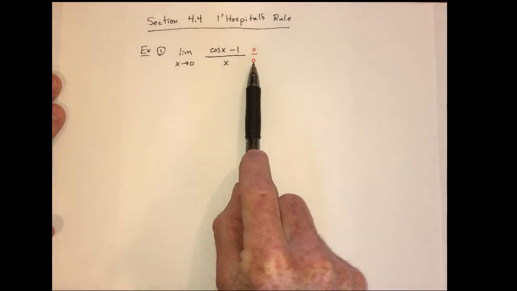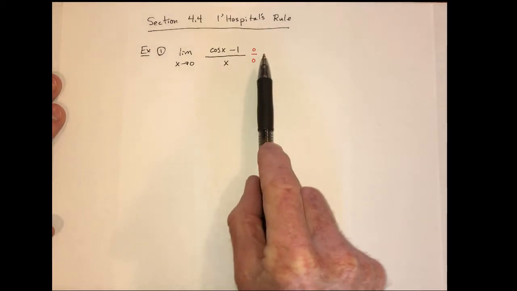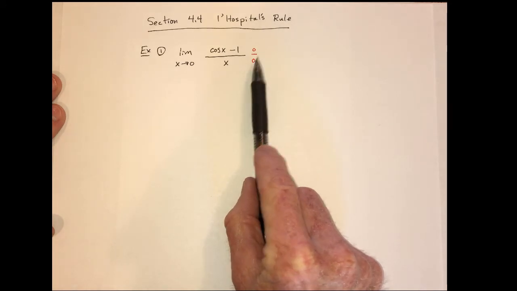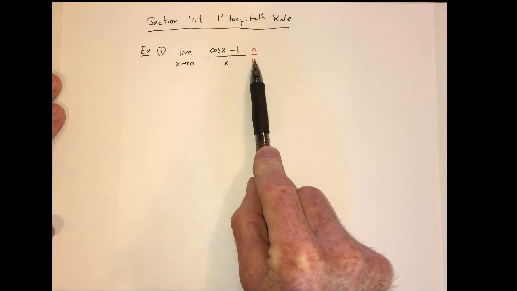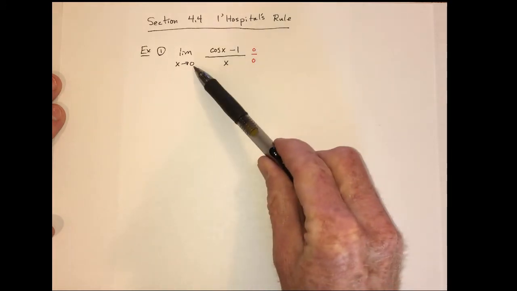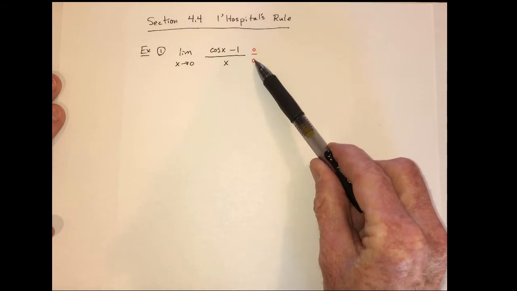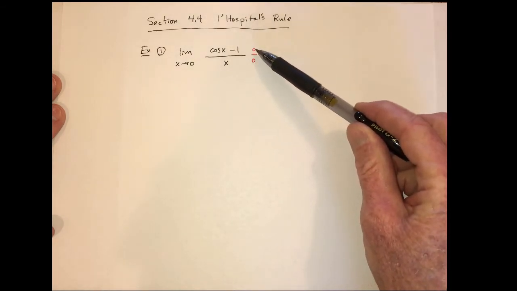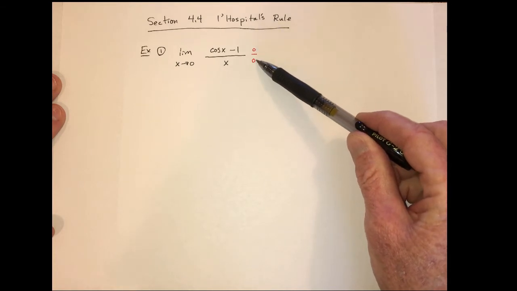So this part in red right here is actually important because if it was 7 divided by 0, you can't use L'Hôpital's rule. If it was 0 divided by 7, you can't use L'Hôpital's rule. It only works if, when you plug in, it's 0 divided by 0, or as I'll show you pretty soon, it could also be infinity divided by infinity.